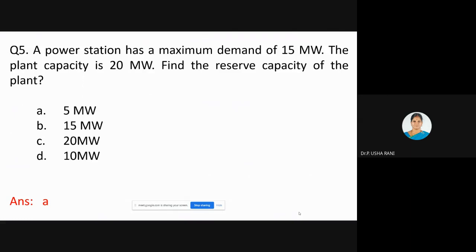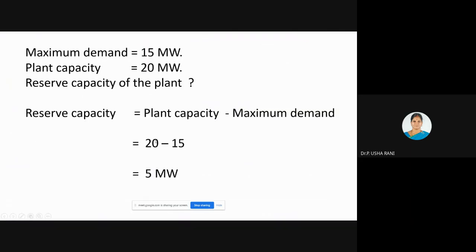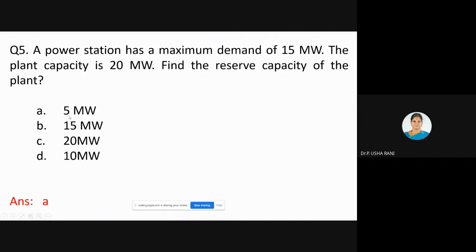The solution for that is reserve capacity formula is plant capacity minus maximum demand. So I'm just substituting the given data of plant capacity as 20 megawatt minus the maximum demand given value as 15 megawatt. So the result is 5 megawatt. So option A, 5 megawatt is the correct answer.